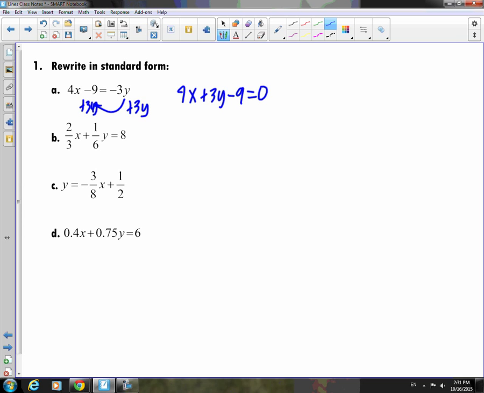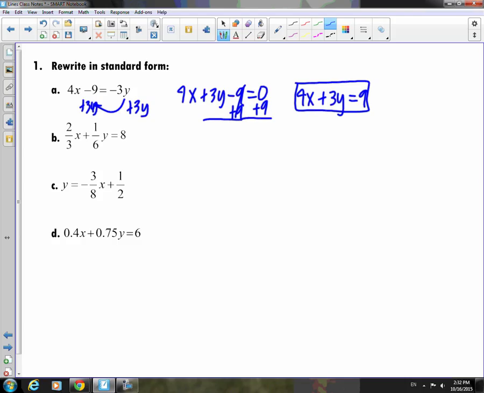So I added 3y, and now I need to get the 9 to the other side. So I'm going to add 9 to each side as well to cancel that out. So I've got 4x plus 3y equals 9. So I've got my x value and then my y and then my constant or my value without any variables on the other side of the equation.